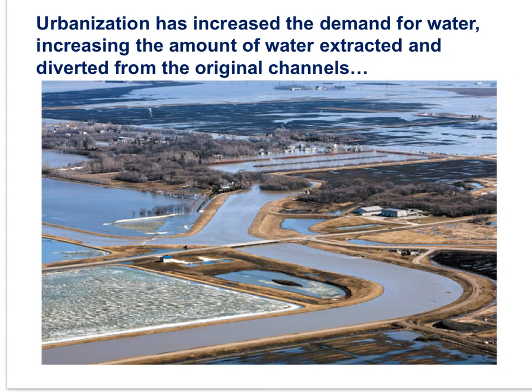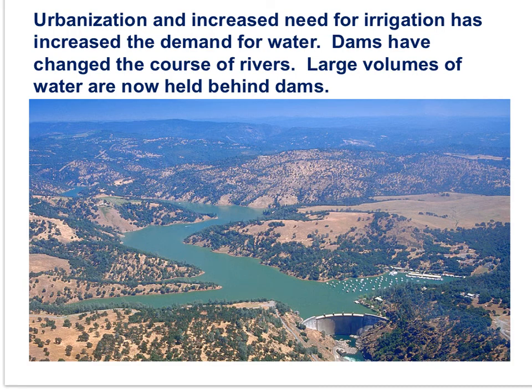Urbanization has increased the demand for water, increasing the amount of water extracted and diverted from the original channels. Urbanization and increasing population size have increased the need for irrigation. Large populations need food, and the need for food has increased the demand for water. Dams, as you can see here, have been built to provide water. But dams have changed the course of rivers. Large volumes of water are now held behind dams.